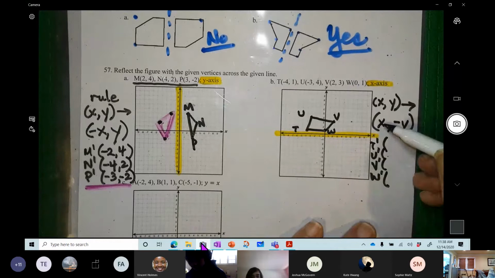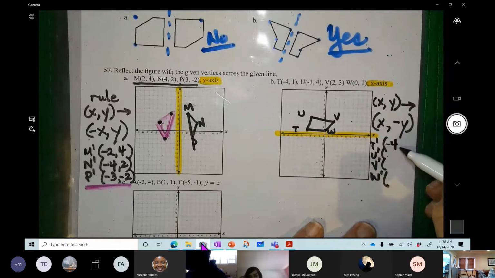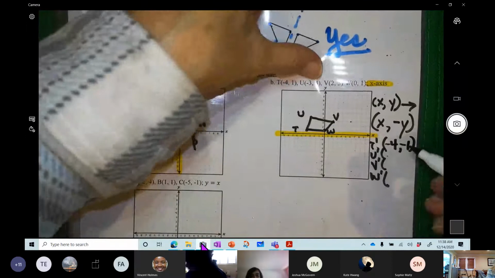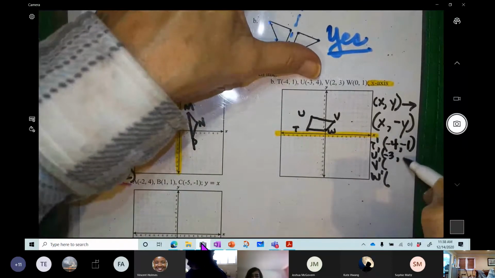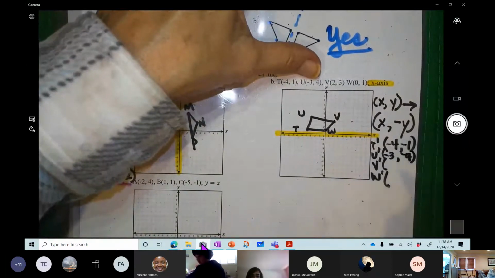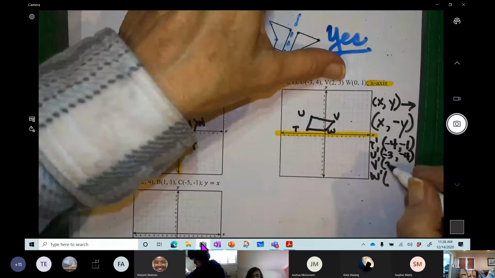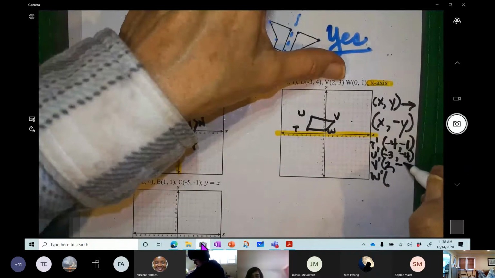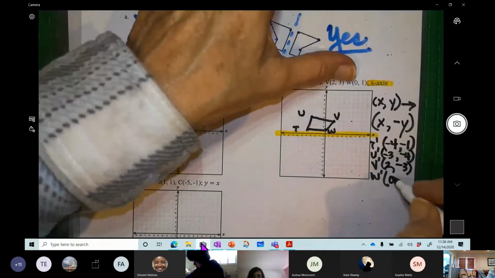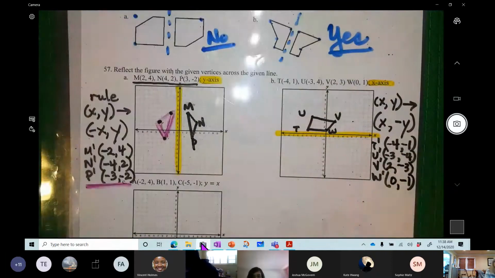Again, the x is going to stay the same. The y is going to switch signs. The x stays the same. The y switches signs. The x stays the same. The y switches signs.